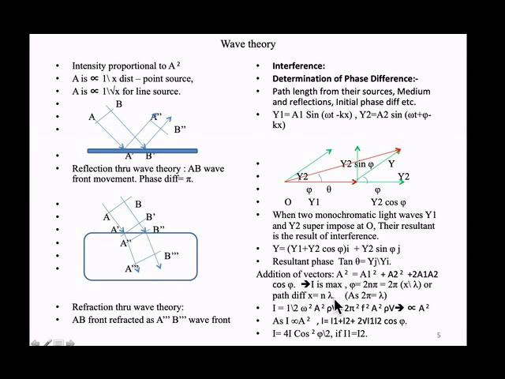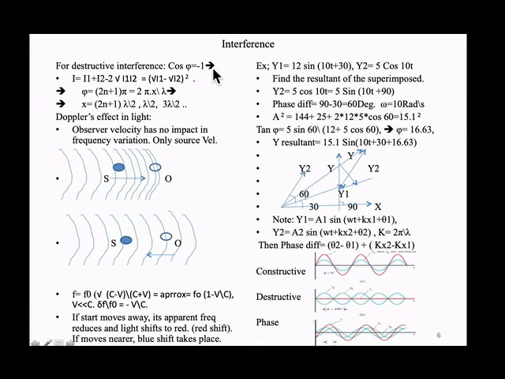For a constructive interference, the path difference x should be n lambda, which is a phase difference of 2n pi. So they continuously add up as A1 plus A2, and it becomes the maximum amplitude. For a destructive interference, cos phi is minus 1, so if the path difference is (2n plus 1) lambda by 2, that is lambda by 2, 3 lambda by 2, 5 lambda by 2 between the two waves, then there is a destructive interference.